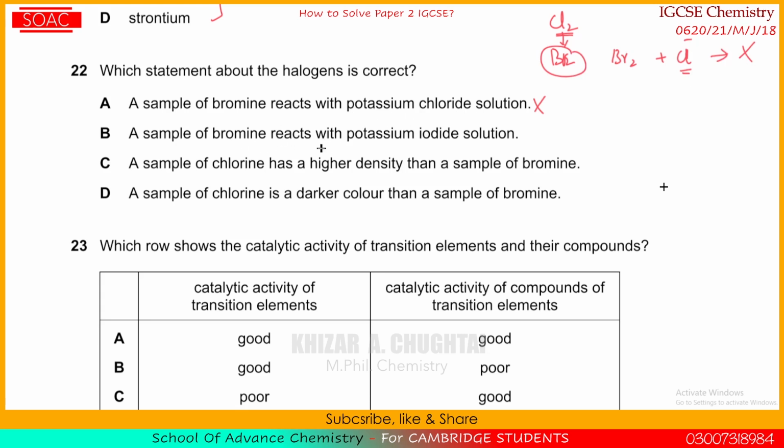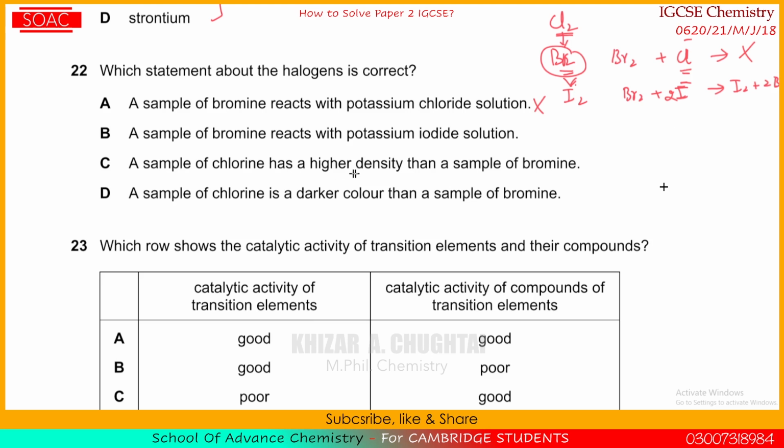Second one, bromine reacts with potassium iodide solution. Yes, it is true, because bromine is above iodine in the group. Then yes, Br2 can react with iodide ion to make I2 and 2Br negative ions.